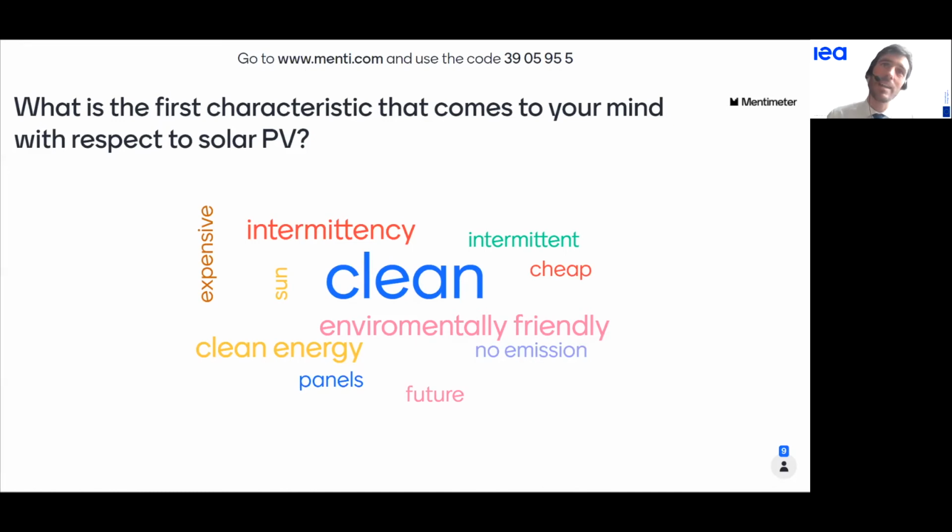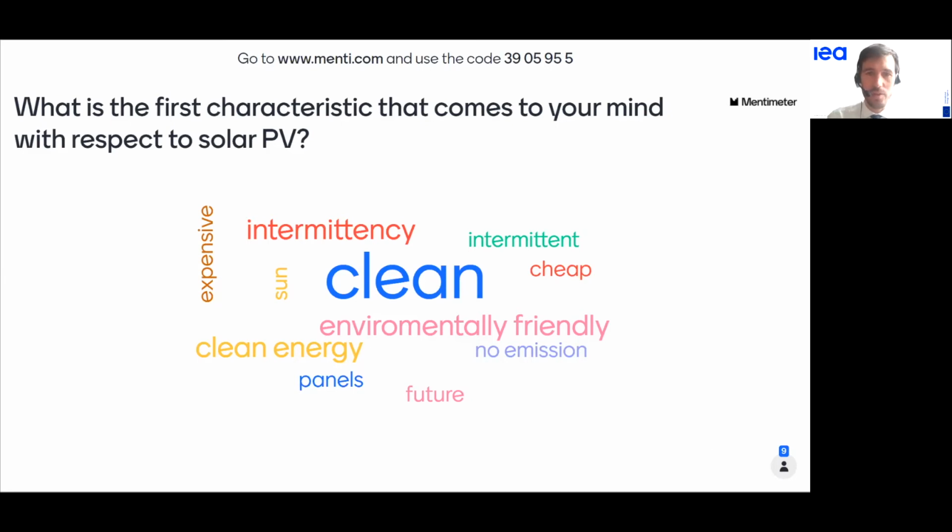Someone is adding expensive, so the cost of solar PV has been declining very, very fast. Maybe this has been the fastest cost decline in energy technologies we've observed over time. So costs are changing quickly, and as of today, for most countries in the world, solar PV is the cheapest source for power generation. I can also see panels, future, no emissions, which are indeed all relevant characteristics. So thank you very much for your inputs.